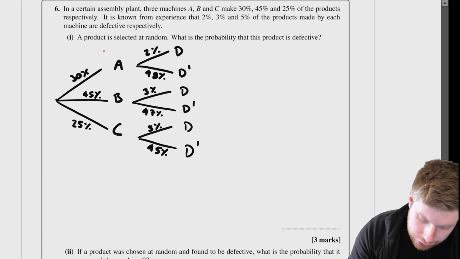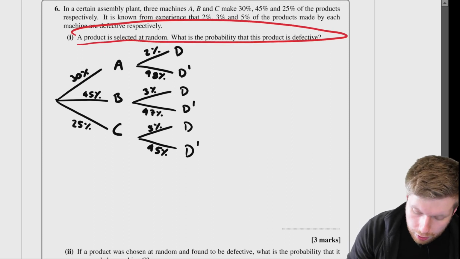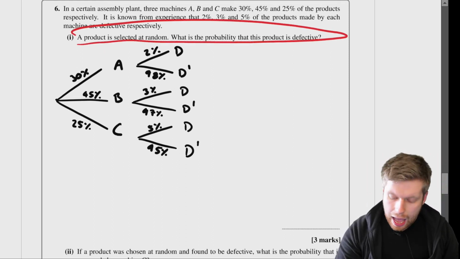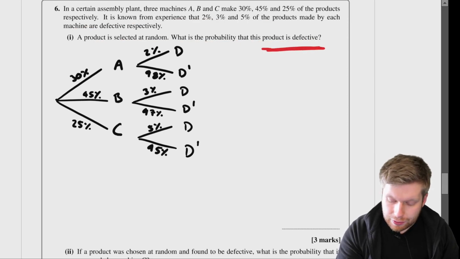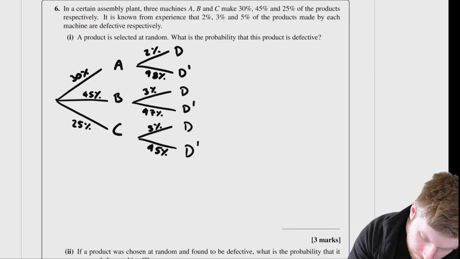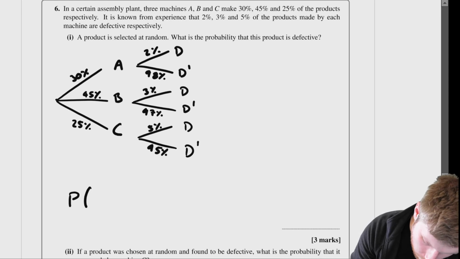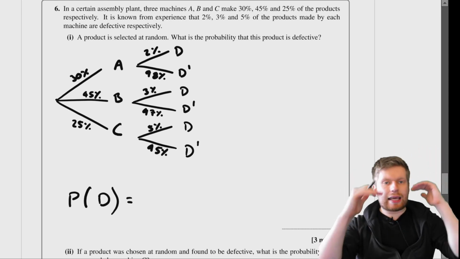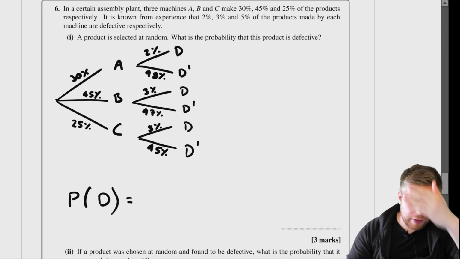Now I'm in a position that I can actually answer the question. We're told that a product is selected at random, and we're asked what's the probability that it's defective. So we basically want to find the probability it's defective, so the probability of D. First of all, we need to think, well, how many different ways can the product be defective?